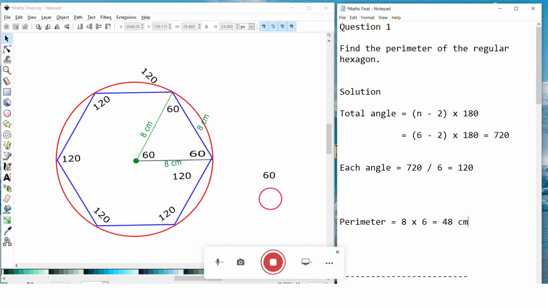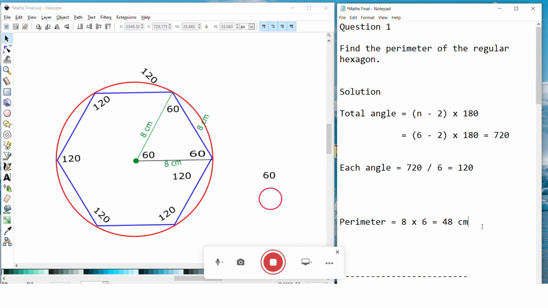Okay? But the first thing was to prove to yourself that this was actually an equilateral triangle. And if here was 8, that means over here would also be 8. So I hope that was helpful.